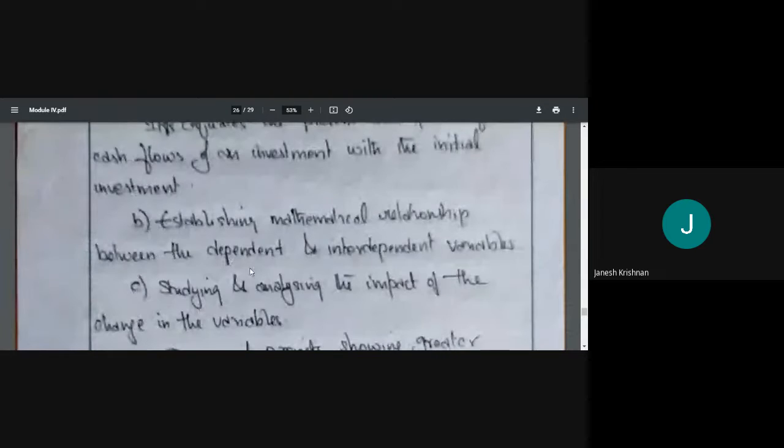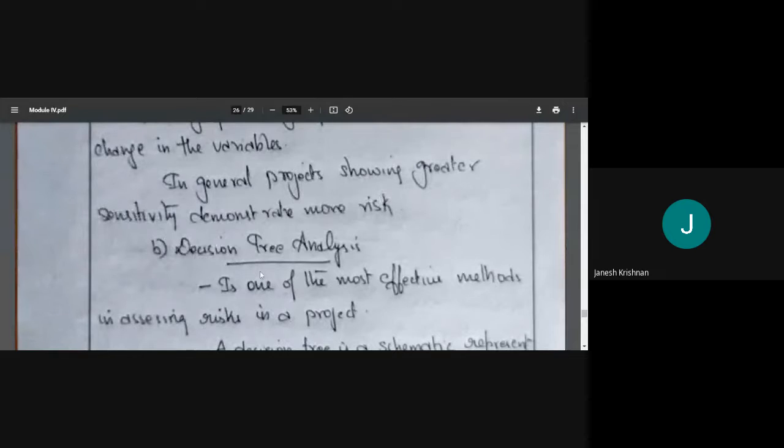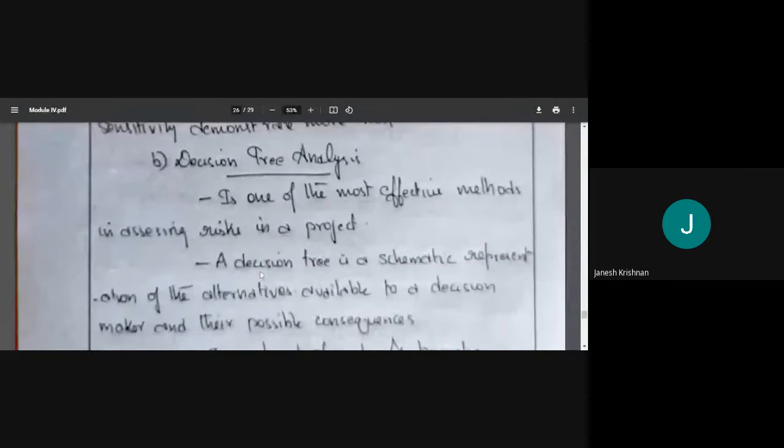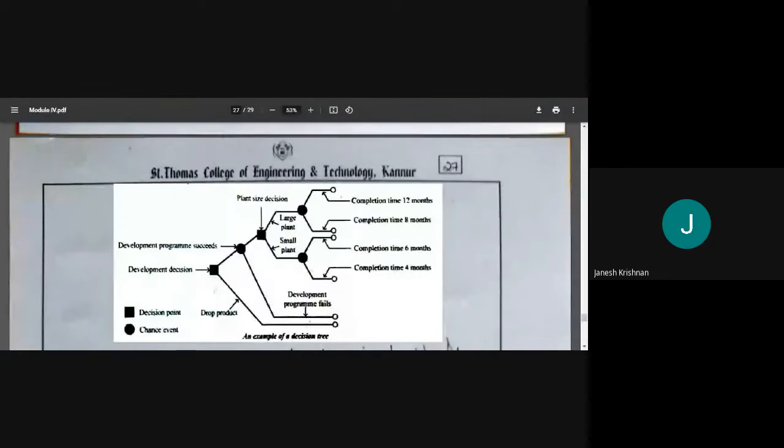Then we form a mathematical relationship. Then we analyze the impact of variables. The alternatives or projects which show greater sensitivity give us more risk. We have to be careful about that. The second method is decision tree analysis. Decision tree is one of the best methods. It gives a schematic representation, right? So we have the different alternatives which are possible.